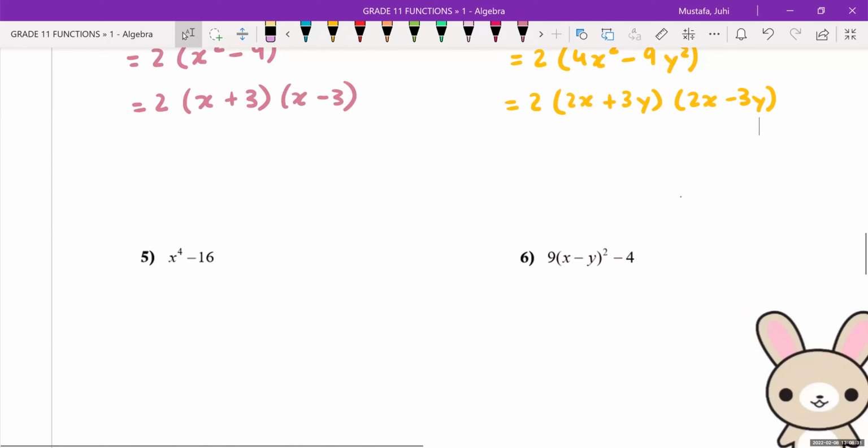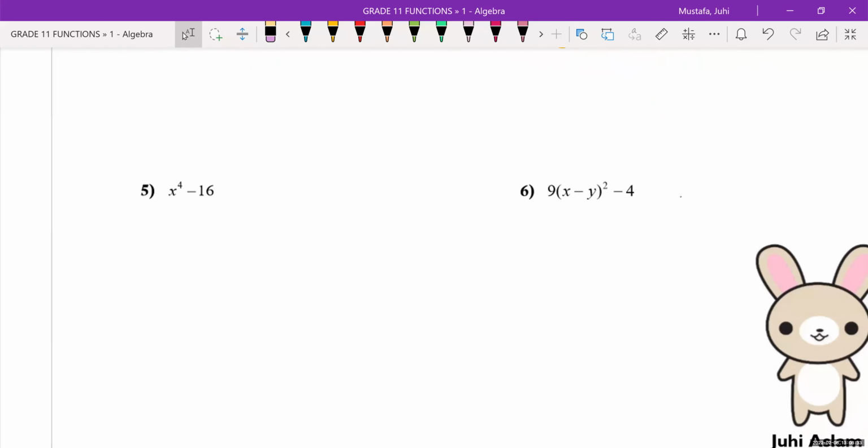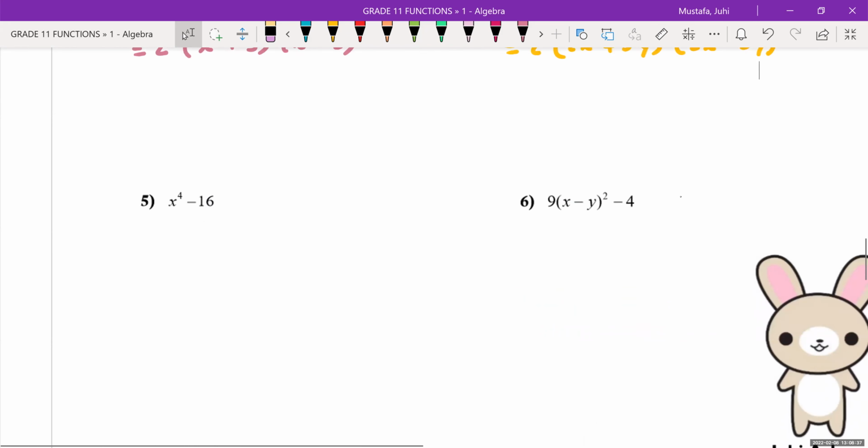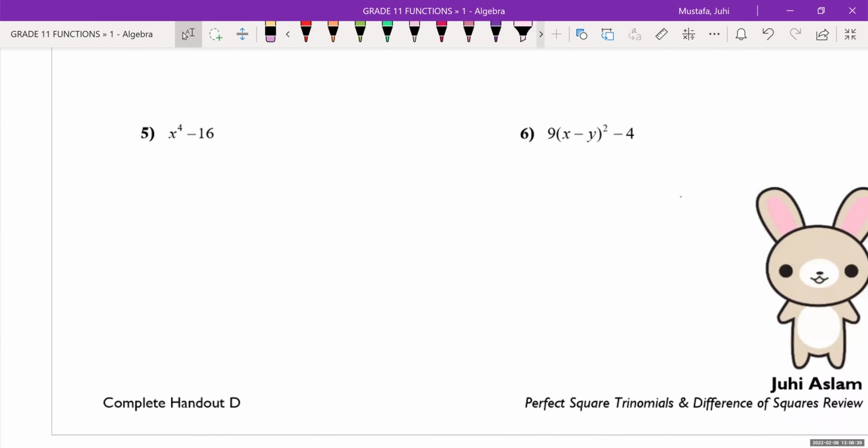Last two questions. Okay, question 5 and 6 are a little interesting. So let's take a look at question number 5. In this question, we have a difference of squares. So we're going to factor it just like we did before. It's going to be x squared plus 4 and x squared minus 4. Because when you take the square root of x to the fourth, you're going to get x squared and x squared.